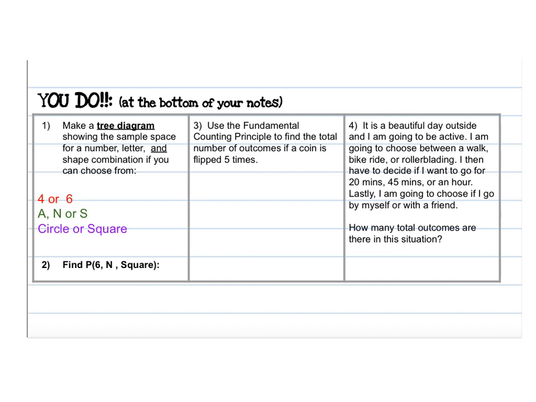Use the fundamental counting principle to find the total number of outcomes if a coin is flipped 5 times. And then number 4, it is a beautiful day outside and I'm going to be active. I'm going to choose between a walk, bike ride, or rollerblading. I then have to decide if I want to go for 20 minutes, 45 minutes, or an hour, and then either go by myself or with a friend. How many total outcomes are there?